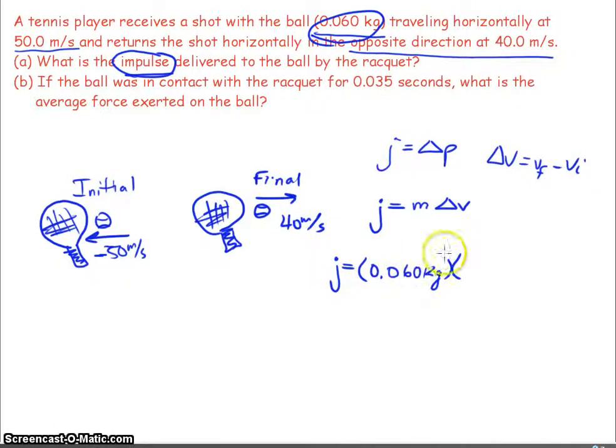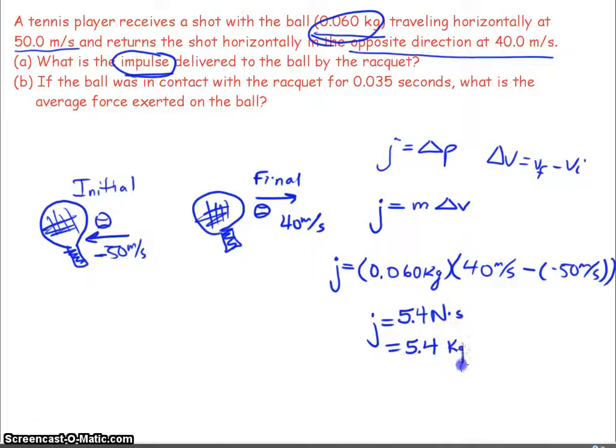In order to find a change in velocity, remember, it's final velocity minus initial velocity. So my final velocity here is 40 meters per second minus my initial velocity, which is negative 50 meters per second. Then I plug this into my calculator and get a value, which in this case is 5.4 Newton seconds, or another acceptable answer is 5.4 kilogram meters per second. Remember, those are the same thing. Okay, so there's the answer to question A. I can even write that up here. 5.4 Newton seconds.